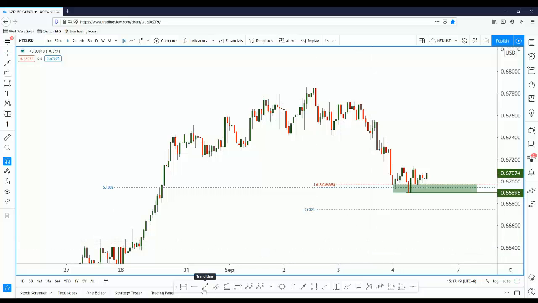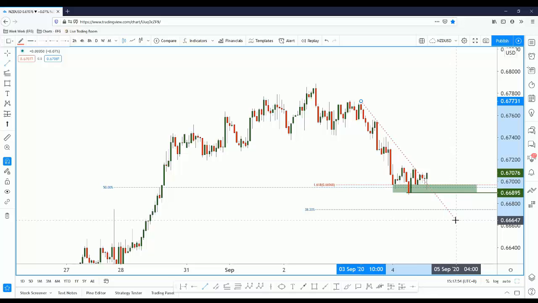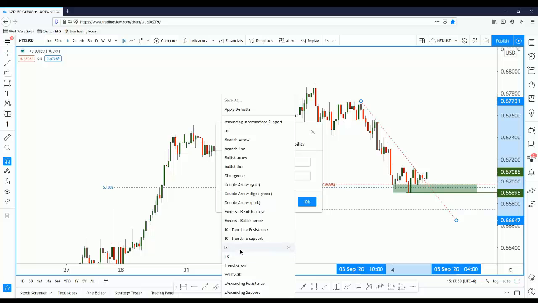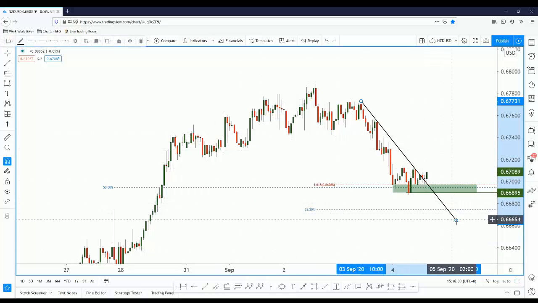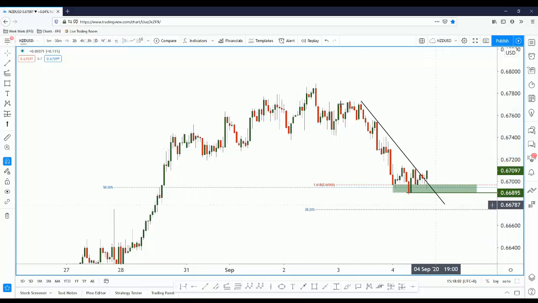Now, furthermore, if we take from this high and we draw a trend line down, alright, be careful not to cut the candle bodies, okay? It's okay if you want to cut the wick, but not the candle body. Now, we see that price was actually in a downtrend, and then it broke out of the descending trend line resistance. Now it became a support, and there is a strong reaction.